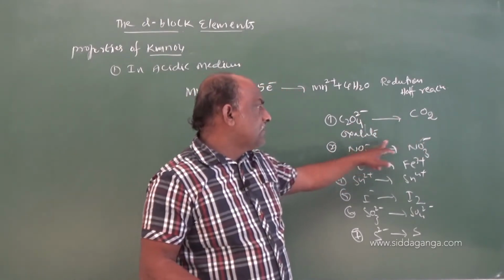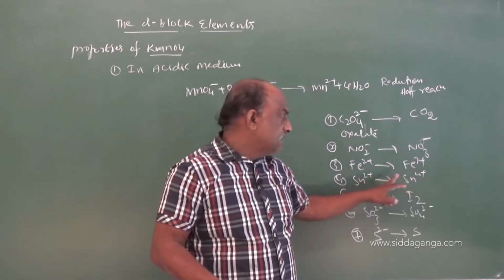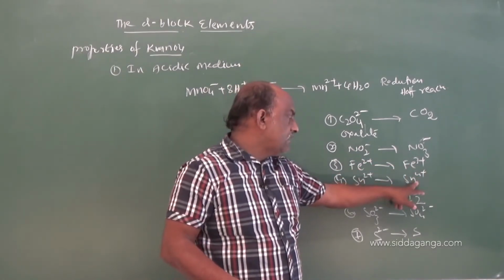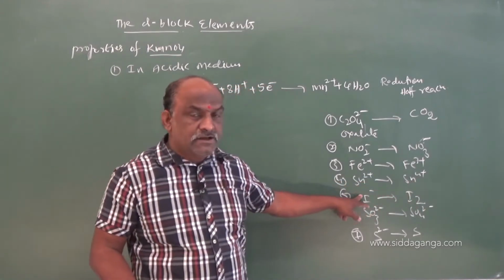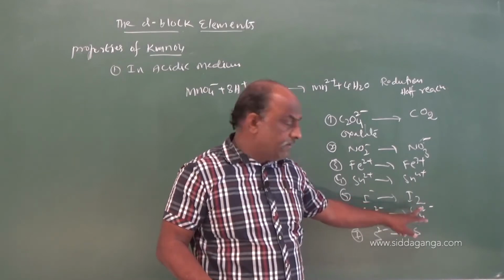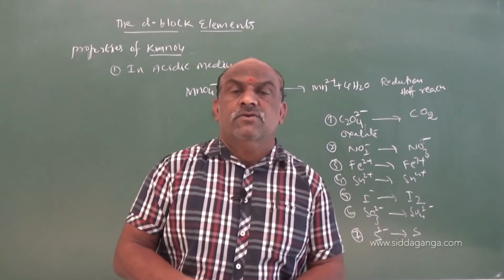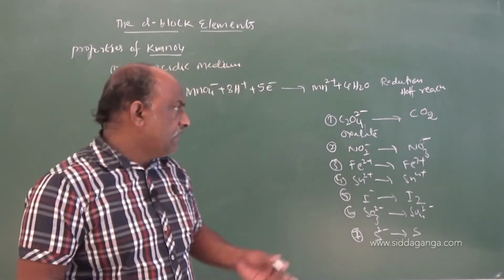Nitrite ions to nitrate ions. Ferrous ions oxidized to ferric ions. Stannous ion oxidizes to stannic ions. Iodide ions are oxidized to iodine. Sulfides oxidized to sulfate. Sulfide oxidized to sulfur. Let us consider one example.